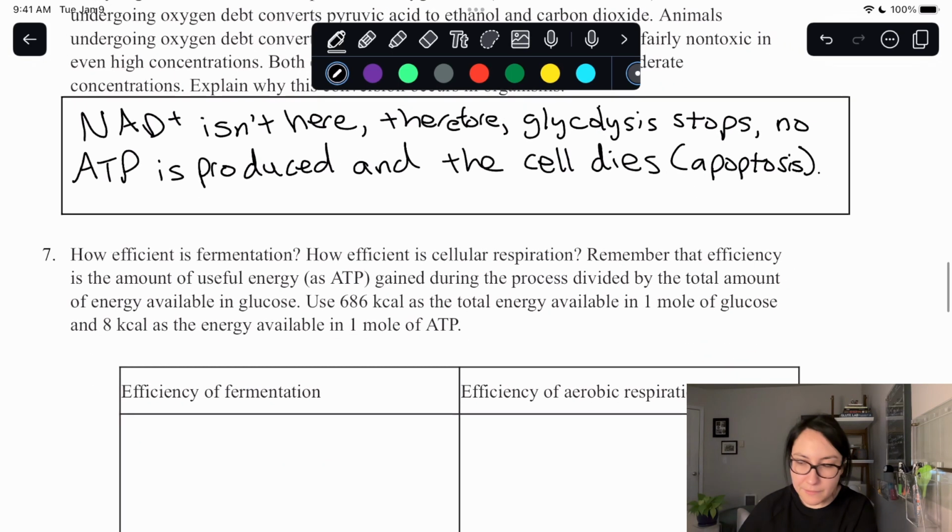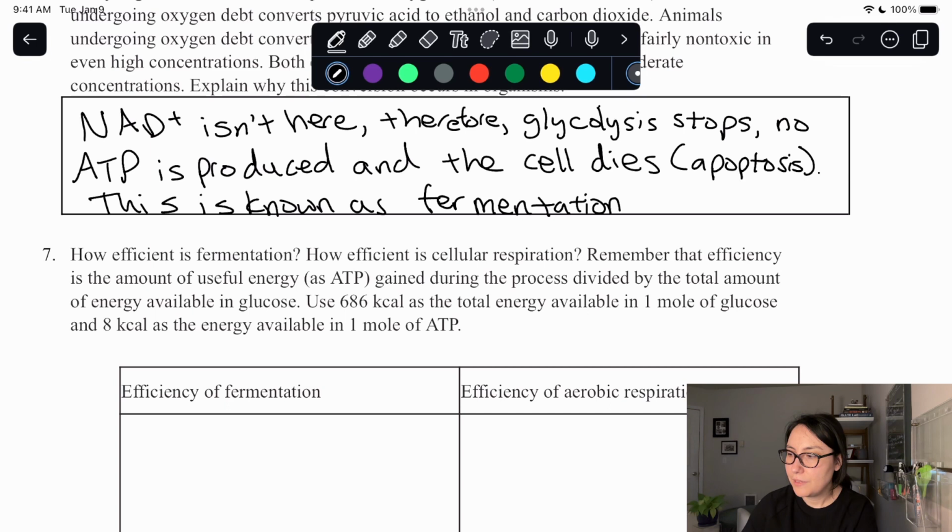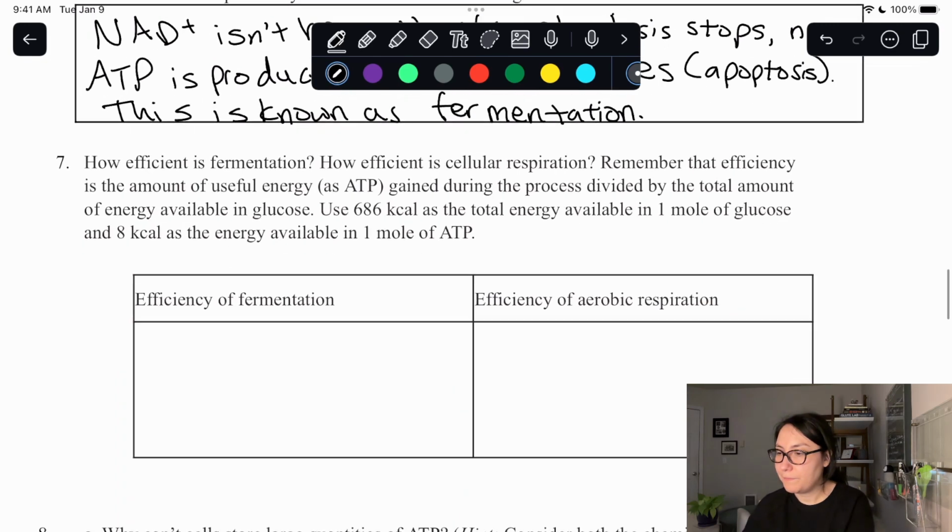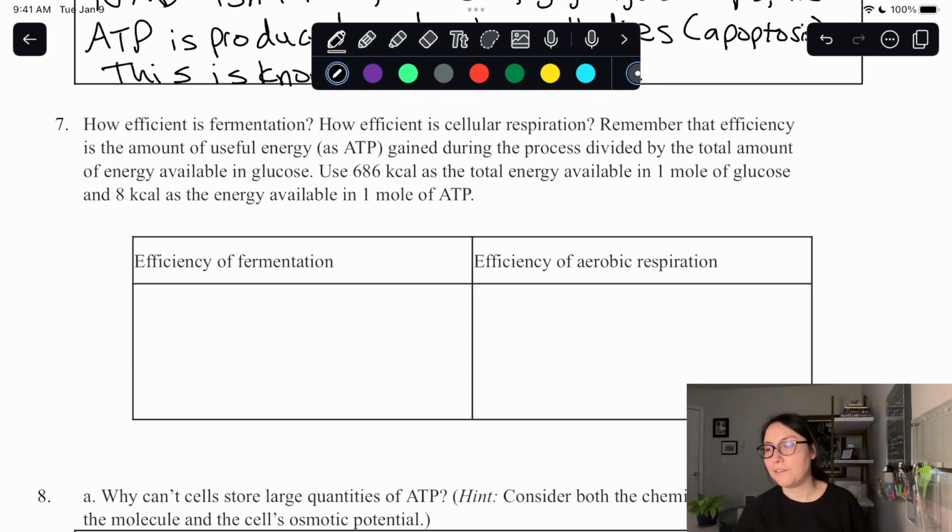Okay? This is known as fermentation. Which, if you've heard the word fermentation, maybe you might have heard it in a couple of different things, but for me, I've heard it when it comes to beer making. Now, how efficient is that fermentation? How efficient is cellular respiration? Remember that efficiency is the amount of useful energy as ATP gained during the process divided by the total amount of energy available in glucose.